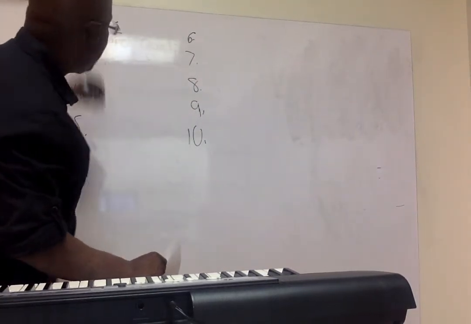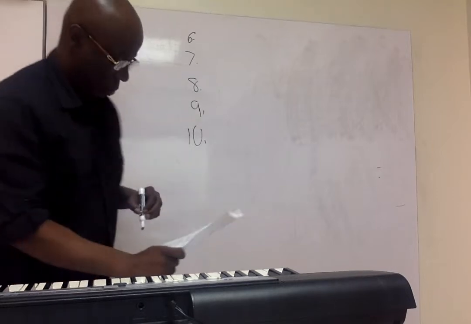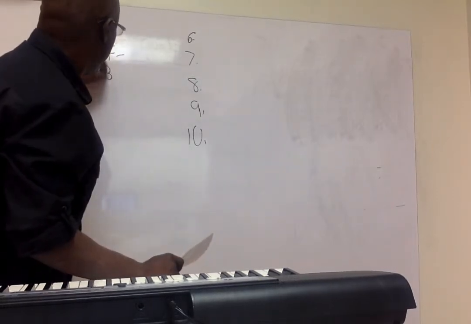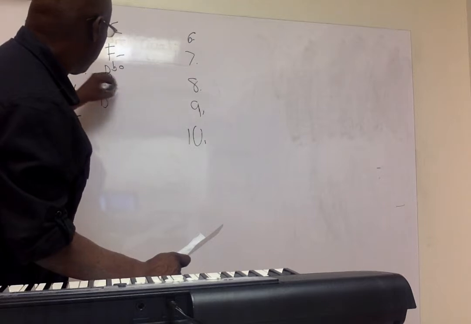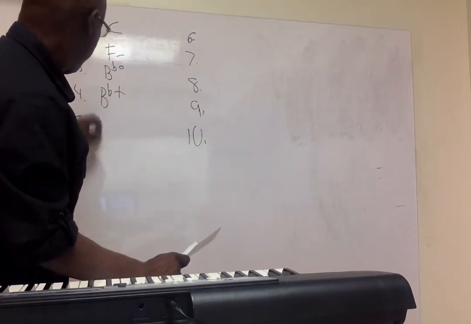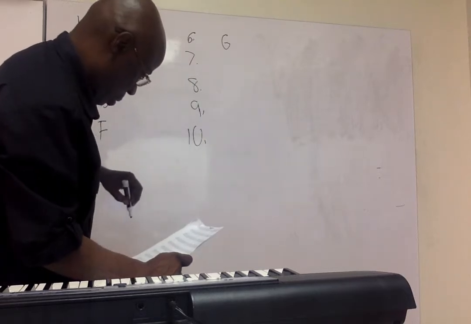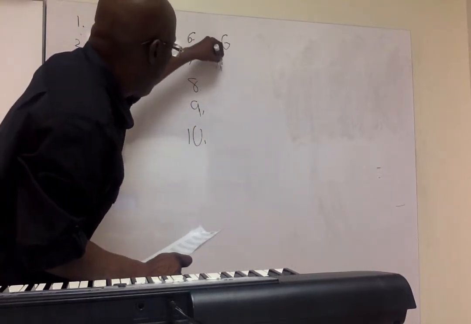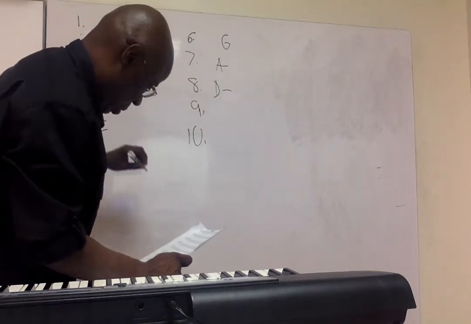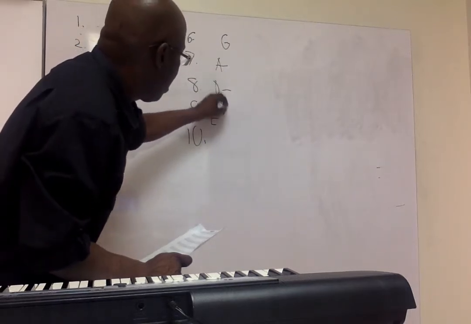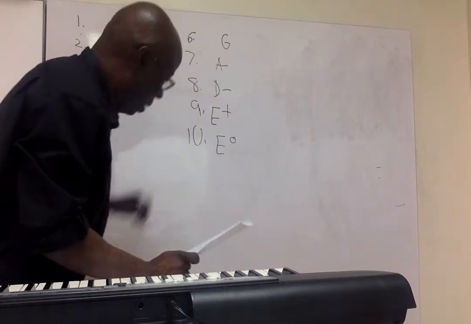Number 1 was C major. Number 2 was F minor. Number 3, B flat diminished. Number 4, B flat augmented. Number 5, F major. Number 6, G major. Number 7, A minor. Number 8, D minor. Number 9, E augmented. And number 10, E diminished.